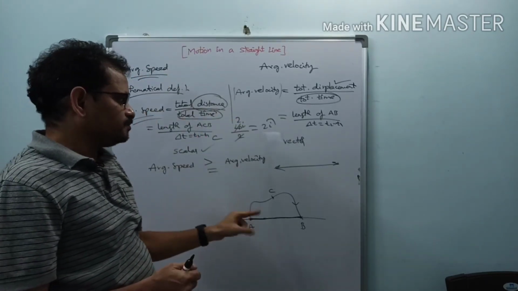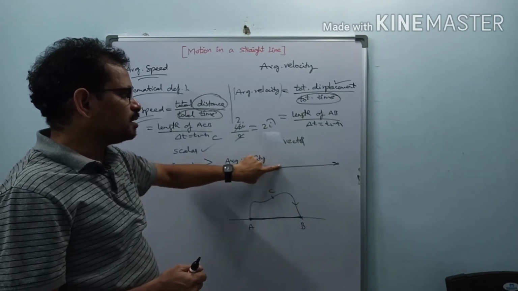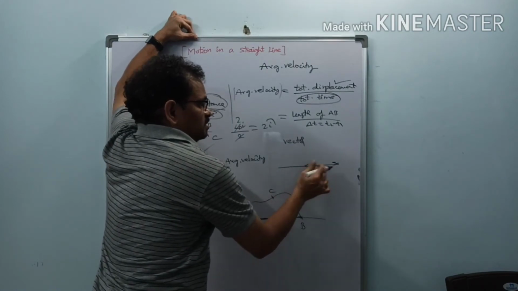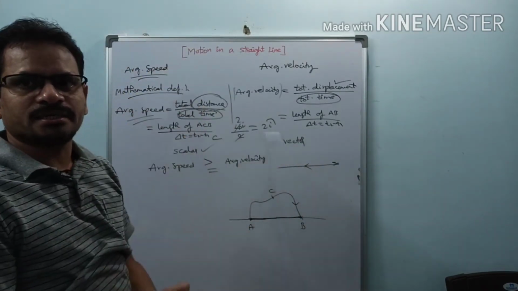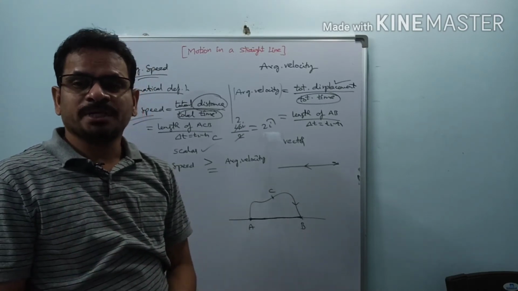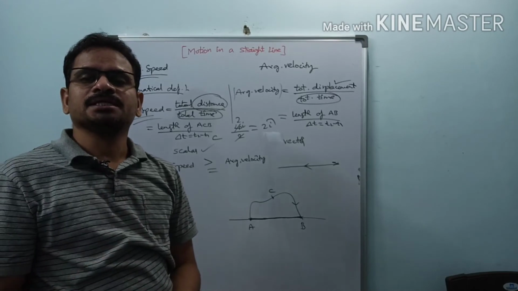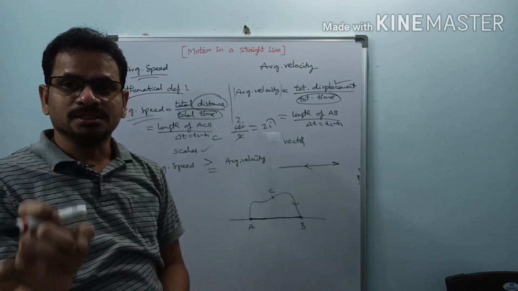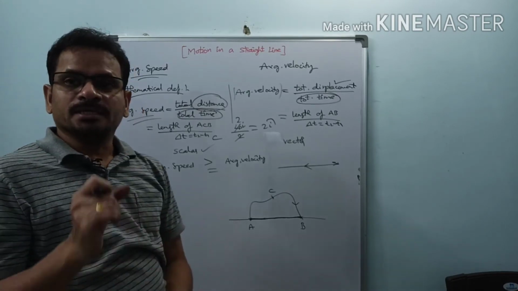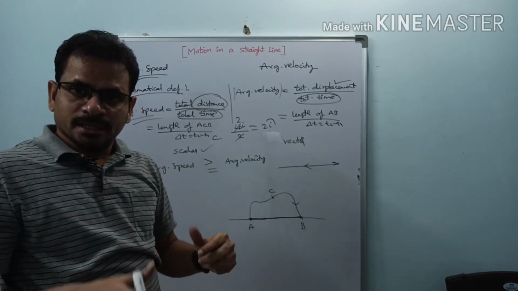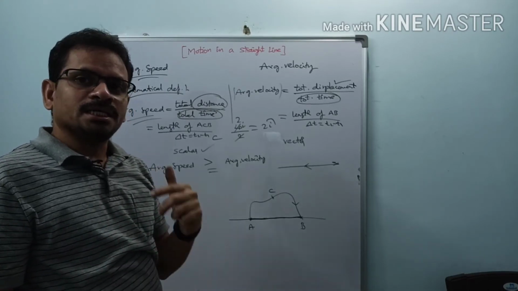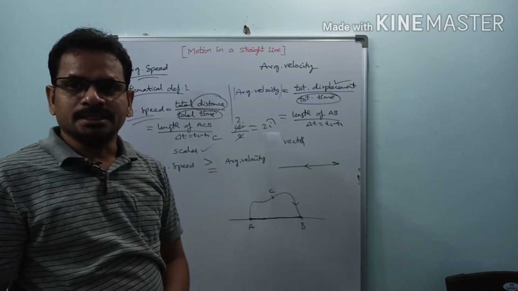Now what if a particle moves along a straight line and reverses its direction like this? If two directions are there in the straight line motion, then distance is never equal to displacement, and thus average speed is never equal to average velocity. These things can be considered. I will give you some examples, and in those examples we can get clarity regarding this.